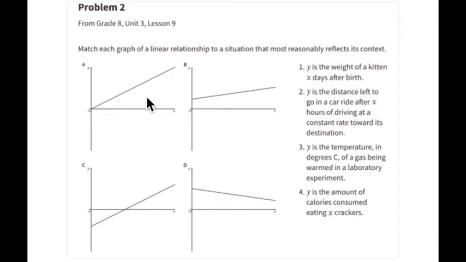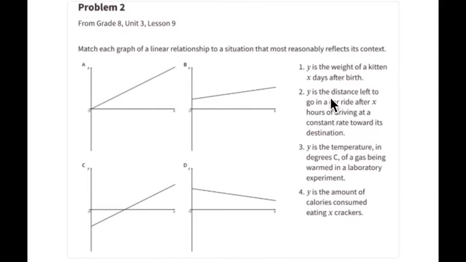You're supposed to match the graph of the linear relationship, there are 4 of them, with its story, and there are 4 stories. So if you look at the stories, there's the weight of a kitten as it increases over time. There's the distance left that you're traveling in a car, the distance that you're away from your destination. Let's say you're going home.